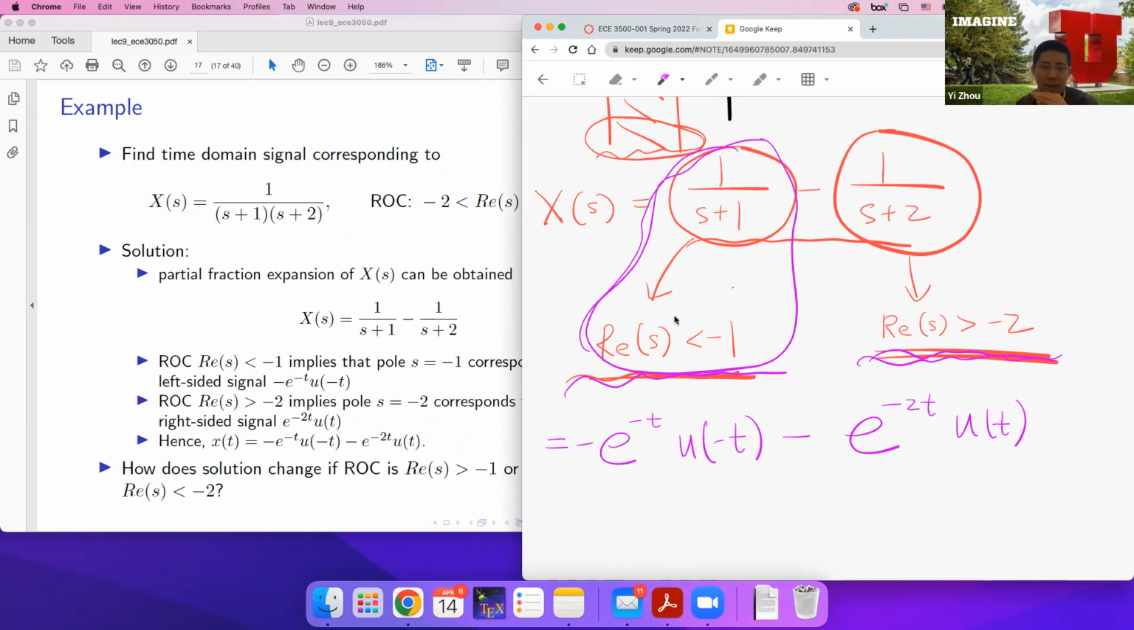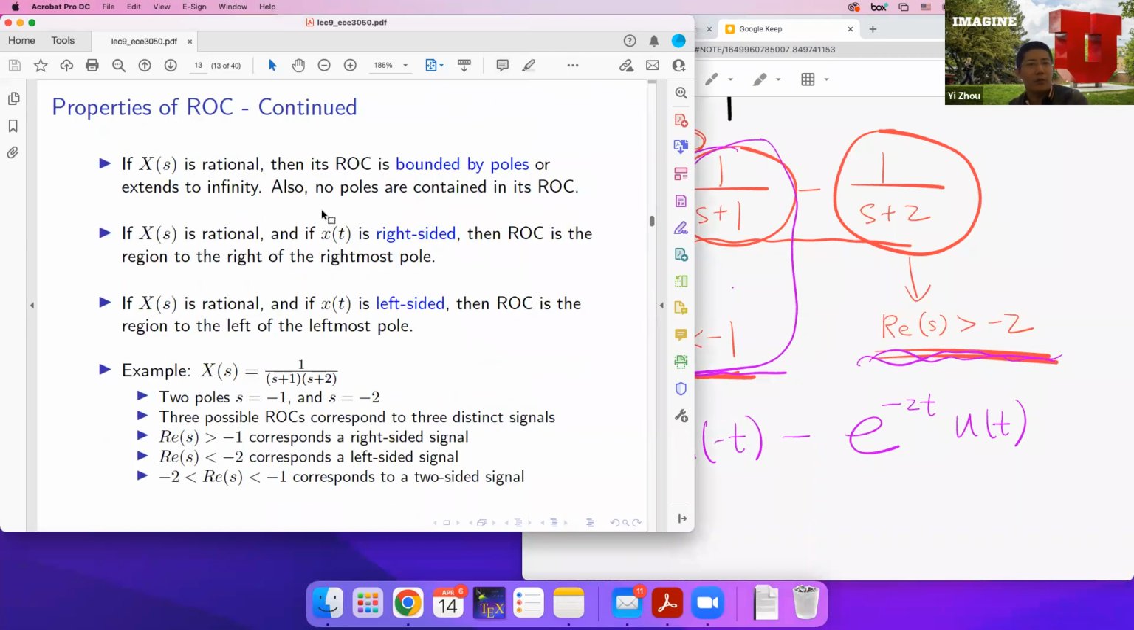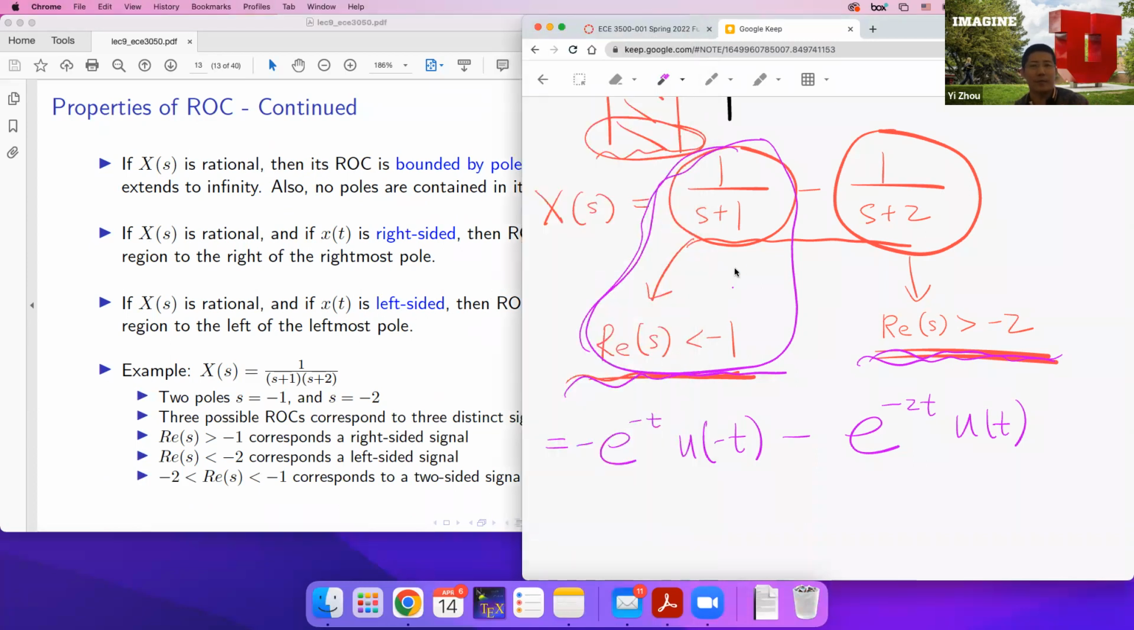You can see that the region of convergence is left-sided because it's to the left of negative one. So the ROC is left-sided. Now, looking at this fraction, this Laplace transform, it is in a rational form, right? So we have a rule saying that if the Laplace transform is rational and the ROC is left-sided, then the signal is left-sided. So here we have a rational Laplace transform with a left-sided region of convergence. That means the signal would be left-sided.